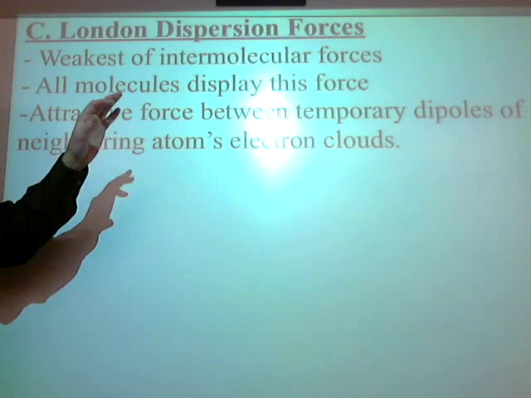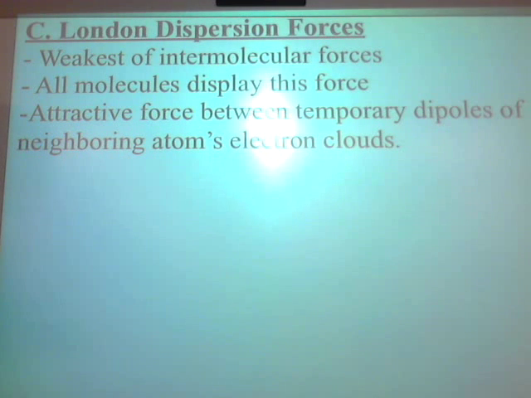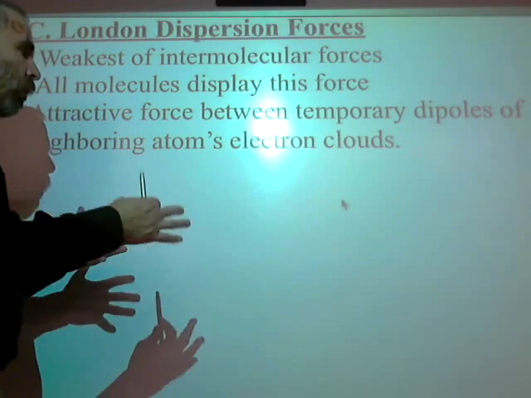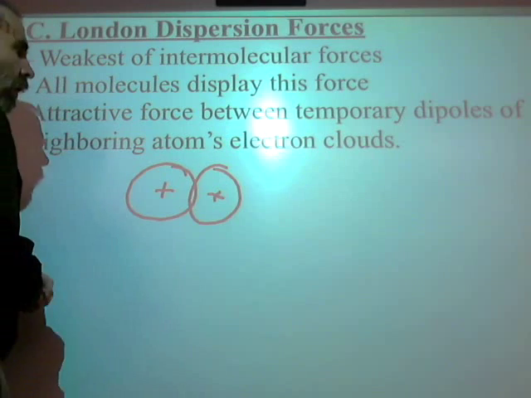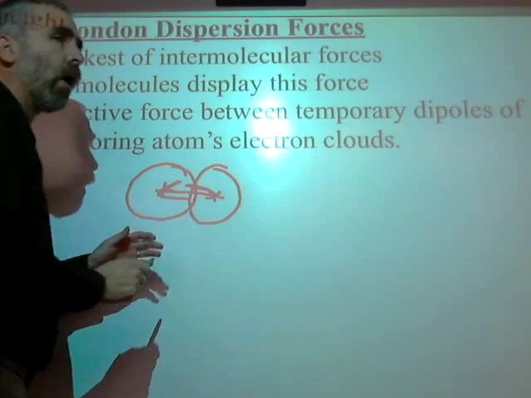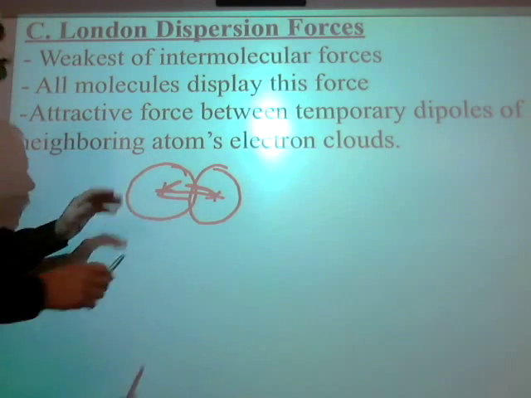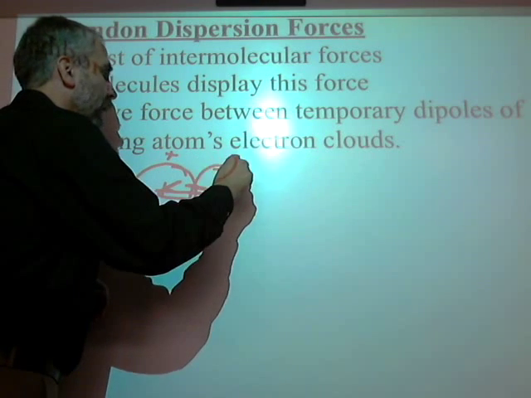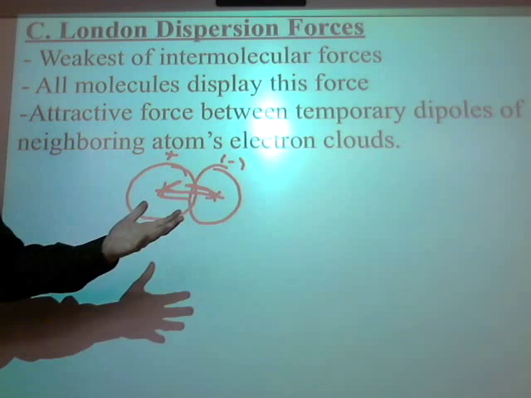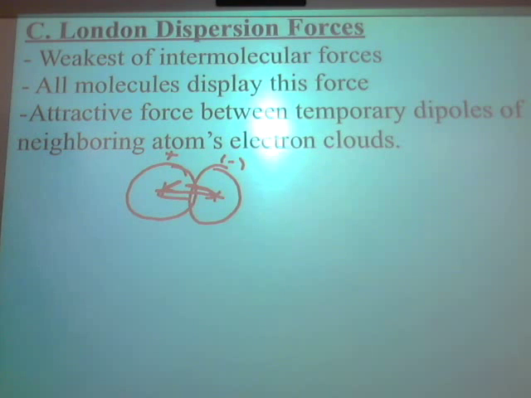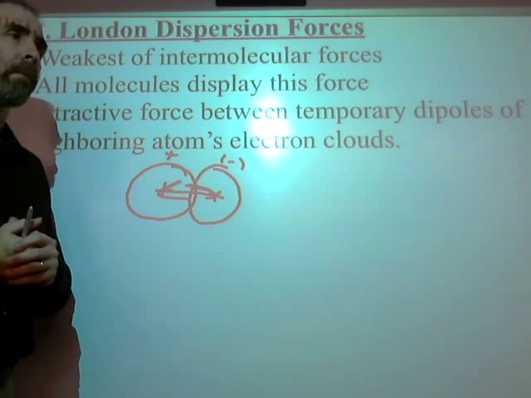Between temporary dipoles. What the heck does that mean, a temporary dipole? Well, think about it. If I've got a perfectly non-polar compound like hydrogen, here's hydrogen, right? And neither guy is pulling harder. So there should be no greater positive charge here or negative charge. They should be pulling exactly equally, like a tug of war. The electrons should be spending a perfect amount of time around it. But of course, we know that doesn't happen.